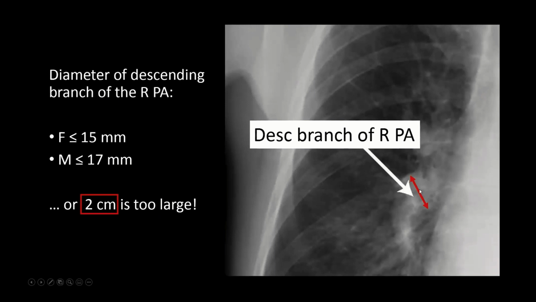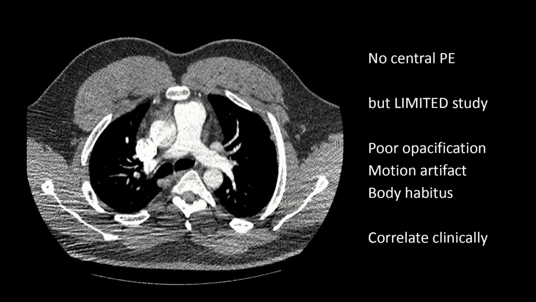So you put a cursor there and you measure across to determine if the patient has a high chance of having increased pulmonary artery pressure just from the plain film. And then you get the CT, of course, because you're not going to depend only on the chest X-ray to decide. But the CT is limited.